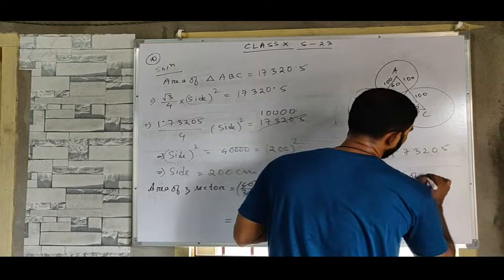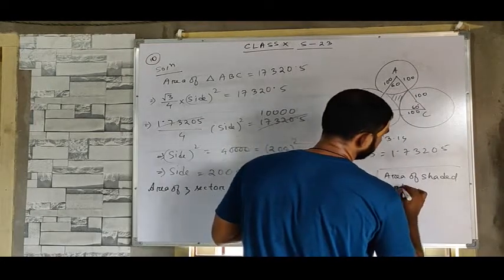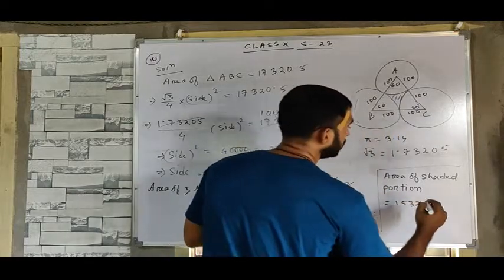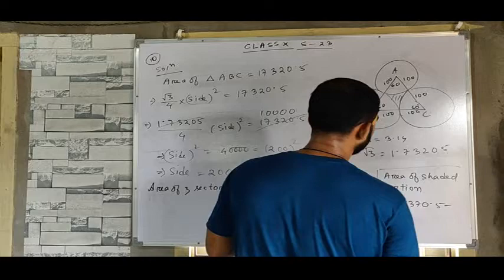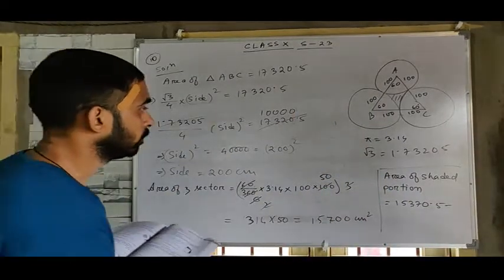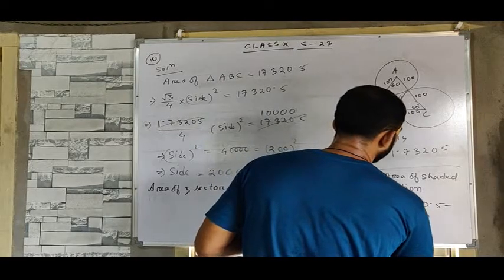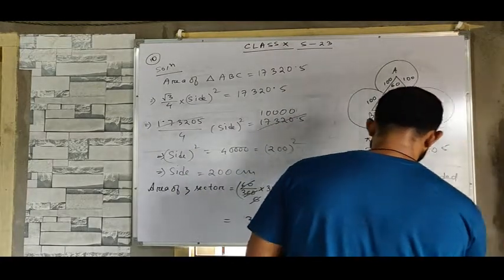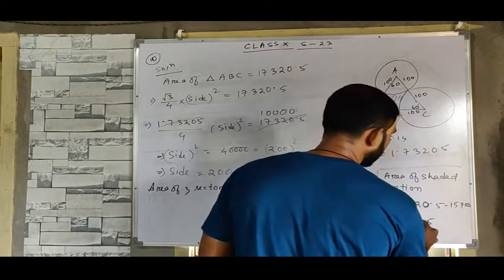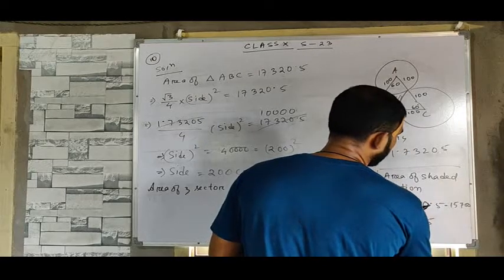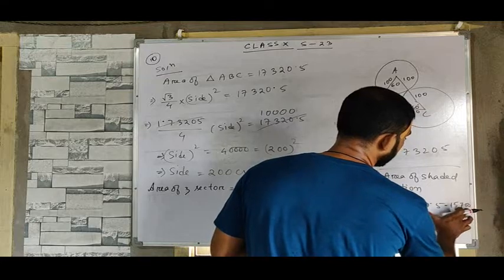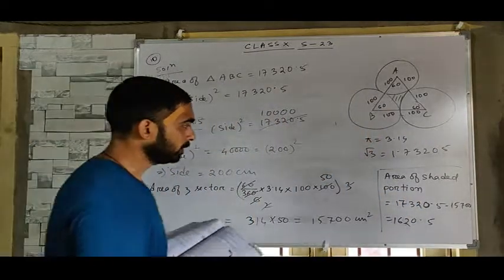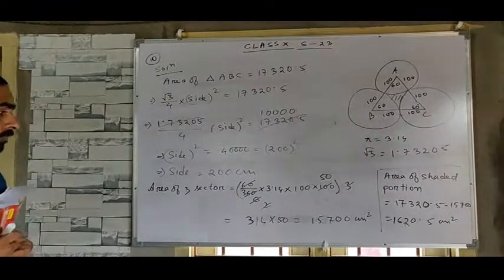Therefore, the area of the shaded portion equals the area of the triangle, 17320.5, minus 15700, which equals 1620.5 square centimeter.